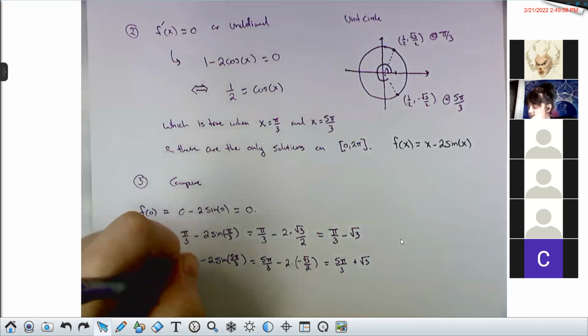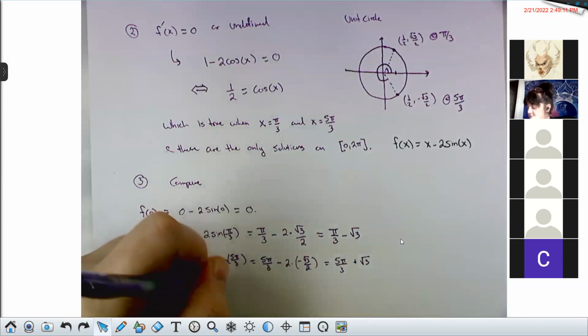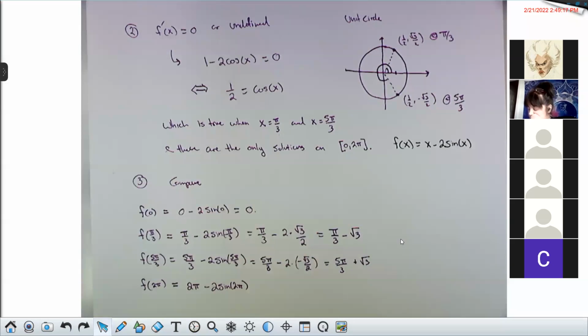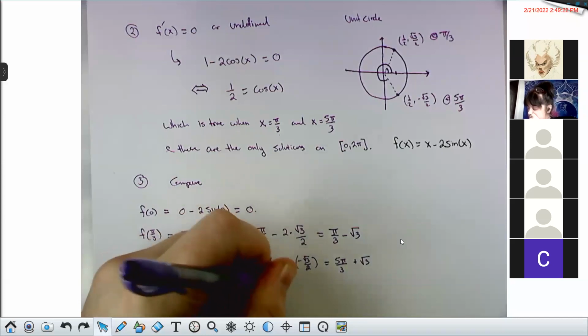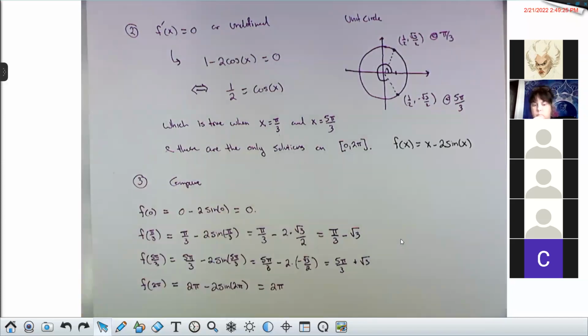Finally, f of 2 pi is 2 pi minus 2 times the sine of 2 pi. And like the sine of 0, the sine of 2 pi is 0. So this is just 2 pi. So he said between these two, the bottom one is larger. But what about between these two? Or between these two? Anybody have any, without using a calculator, just curious, any thoughts? Of course, we can use our calculators.